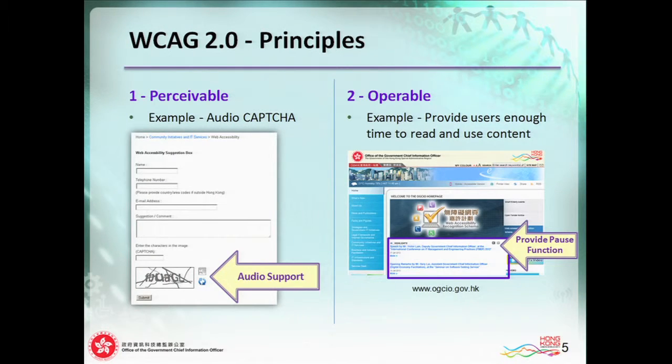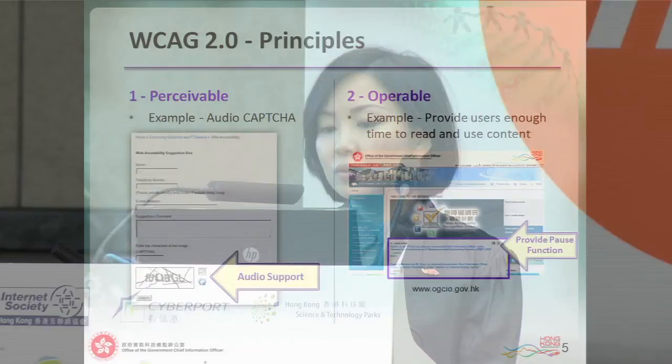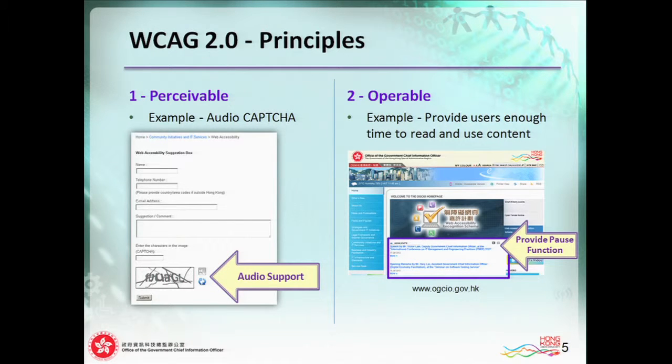Let me give you a few more examples to illustrate the 4 principles. The first, perceivable. This example provides an audio alternative for a CAPTCHA so that persons with low vision or who are totally blind can use this audio CAPTCHA to complete this form. Another one, operable. There is a pause function for a scrolling information frame here that allows users to have enough time to complete the operation and to read through the content.